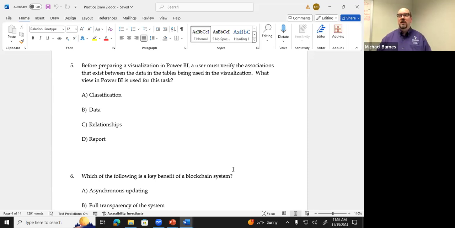So first of all, classification, okay? That's not a view, okay? It's not a view, it's one I made up. Data is a view, but we call it table now, okay? Table is the view. Relationships is now called model, and report stays the same. So just as clarification, on the exam, these will not be the terms that I'll use. I will use the new terms, okay? I will use report, model, and table, all right? And you need to make sure you understand the difference between those terminologies.